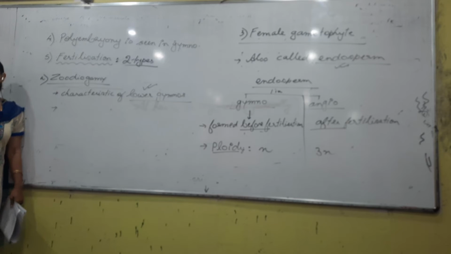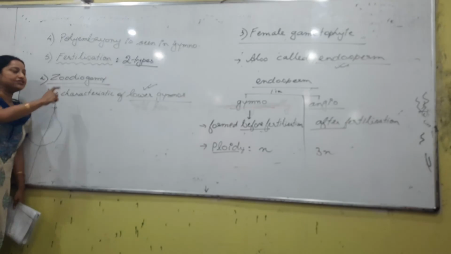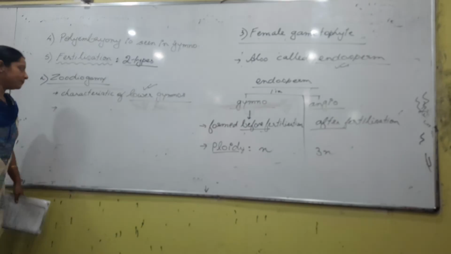So what about gymnosperms? Gymnosperms are considered slightly advanced plants. The group before them, the pteridophytes, have motile male gametes. So if you talk about the lower gymnosperms, they will have certain similarities with the pteridophytes also. Lower gymnosperms will have motile male gametes, and so that process of fertilization is called judeogamy.